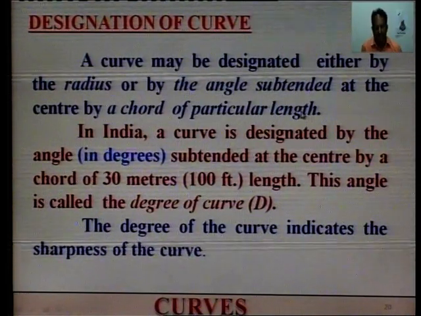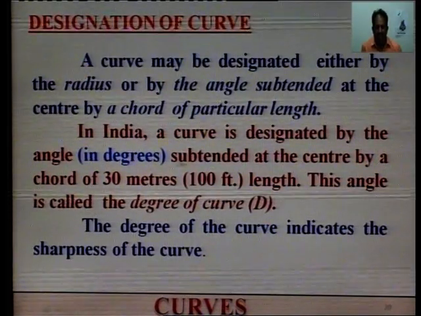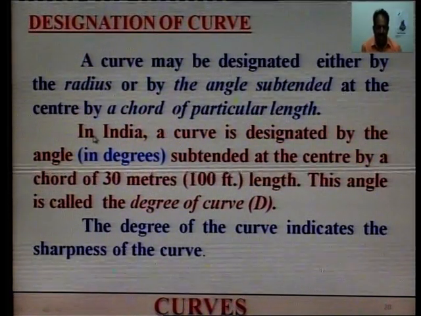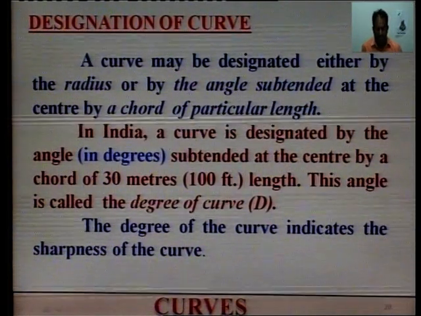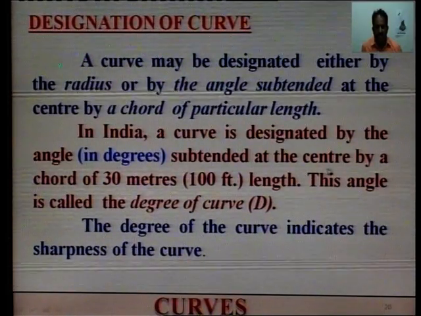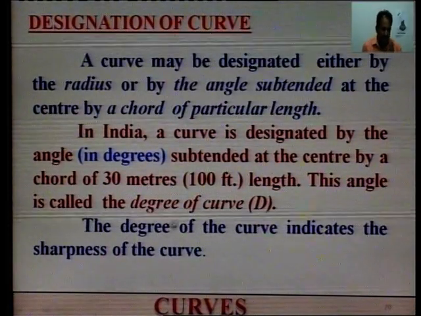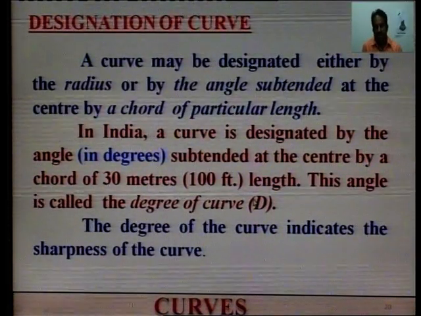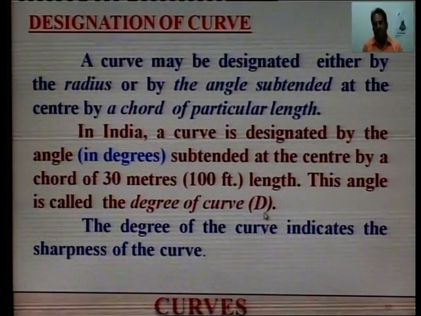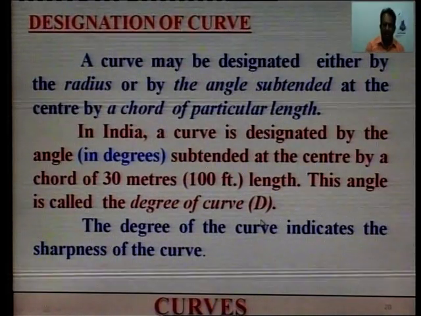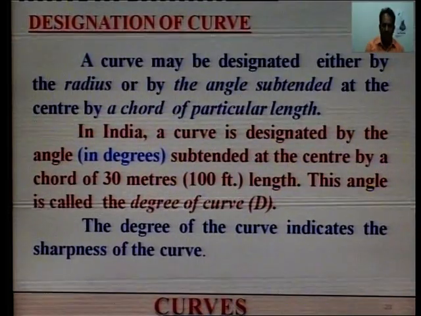In India, a curve is designated generally by the angle in degrees subtended at the center by a chord of 30 meters, that is 100 feet length. This angle is called the degree of curve. So, in India, we designate the curve by degree of curve. The degree of the curve indicates the sharpness of the curve, that is, how sharp a curve is.